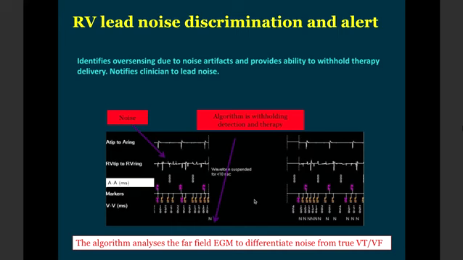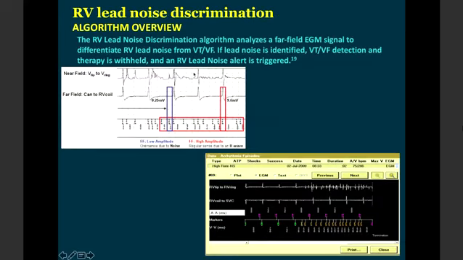How does this happen? Let us look at this. This is the near field EGM and this is the far field EGM. The near field is full of noise, the far field is very clean. So the discordance between the near field and the far field is taken advantage of to say that it is not VF. If it is VF, the far field also should show the same VF, isn't it? So the very fact that only the near field shows the tachyarrhythmia, but the far field is clean, tells you it is an artifact.